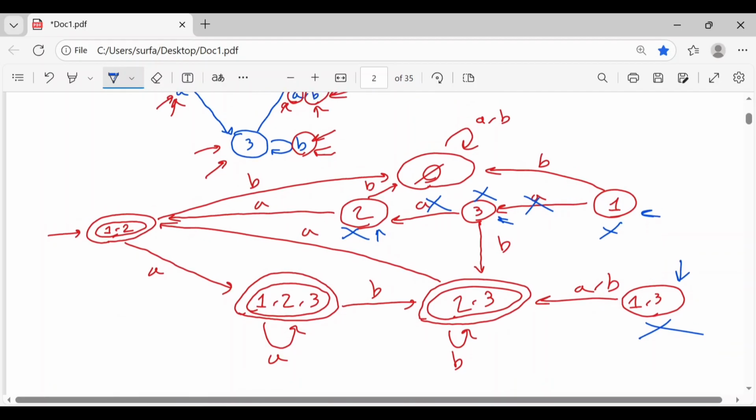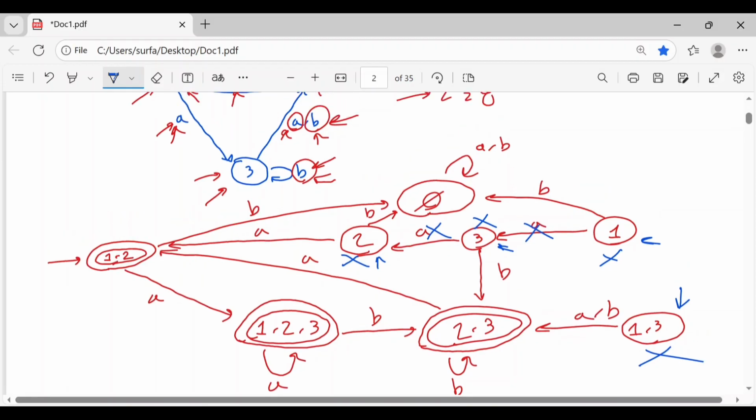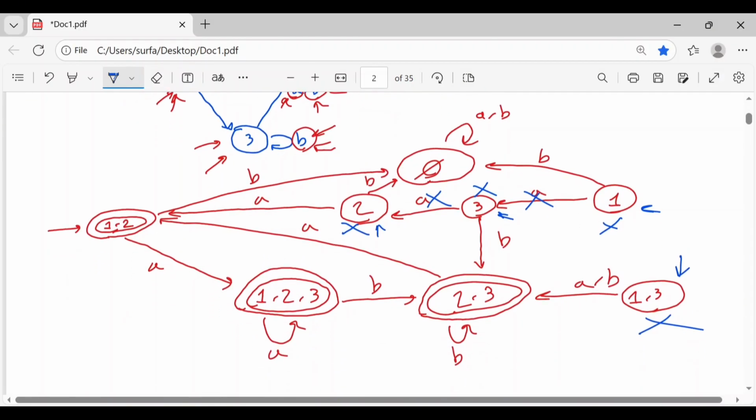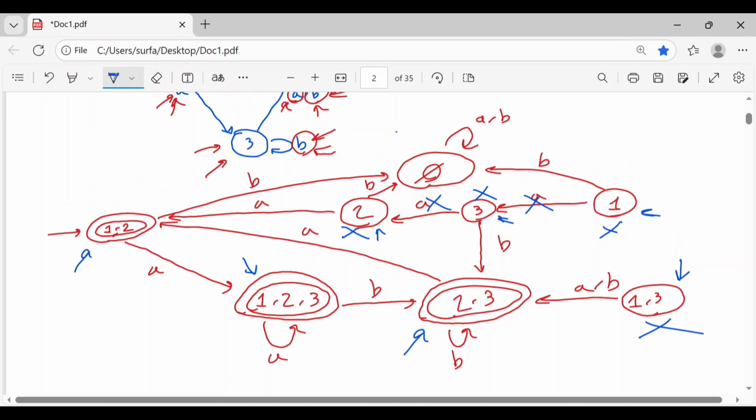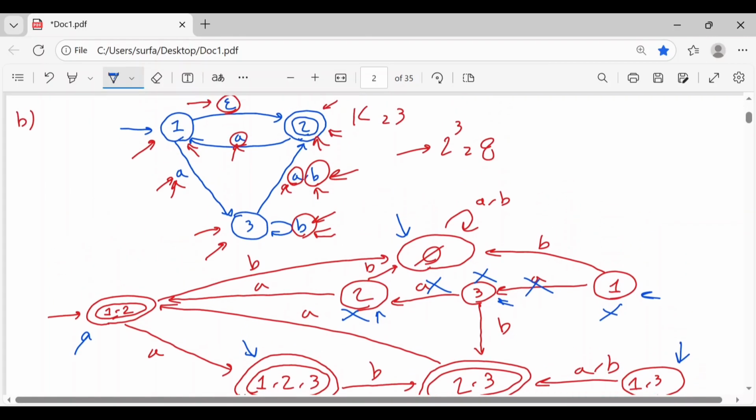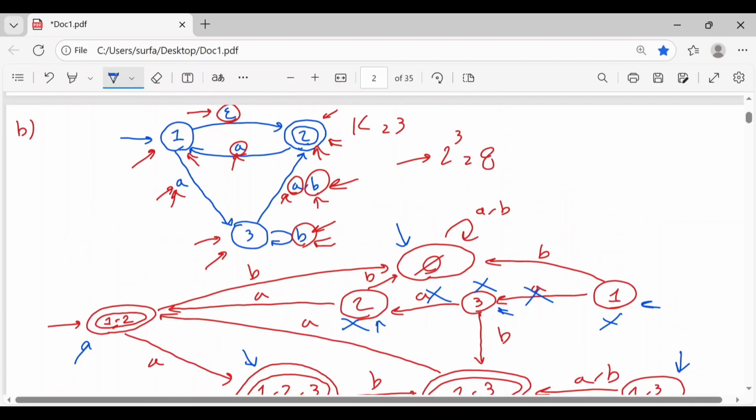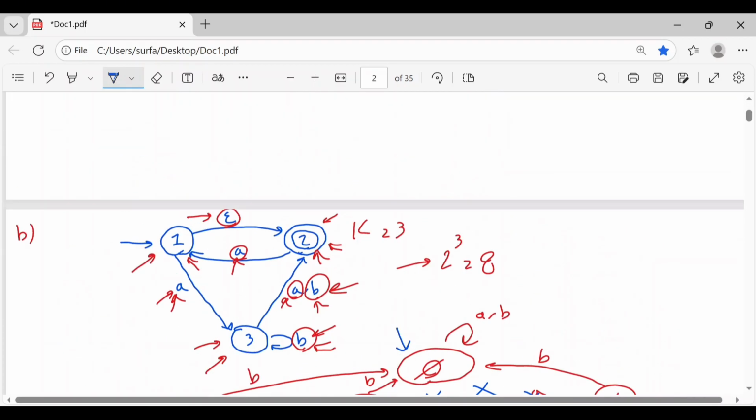So in the final and somewhat optimized DFA for this NFA here, we only need 4 states. One of them is 1 and 2. We have 1 and 2, and 3, and 2 and 3, and we only need the empty set here. And yes, that was the solution for question number 16 from the Sipser textbook.